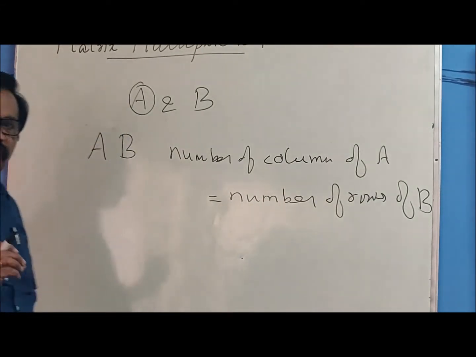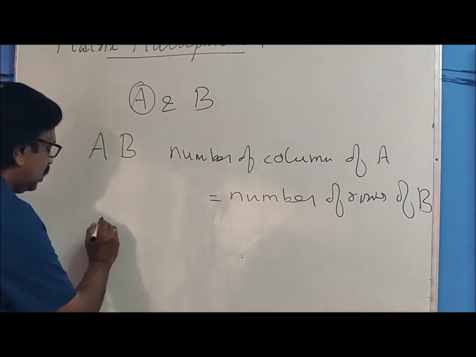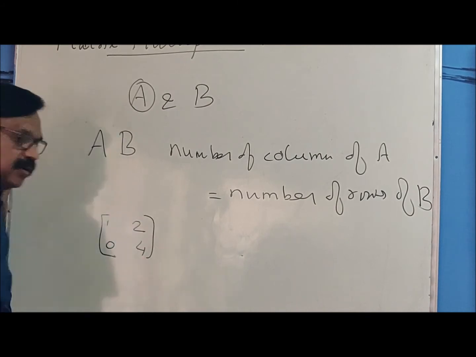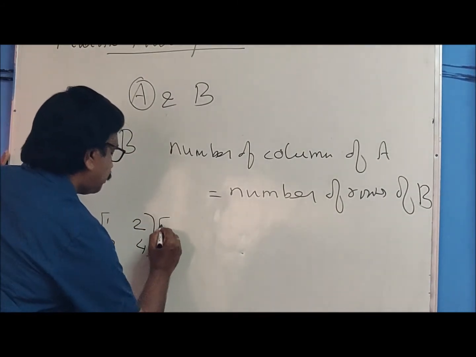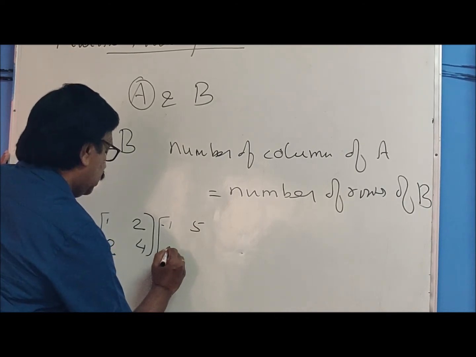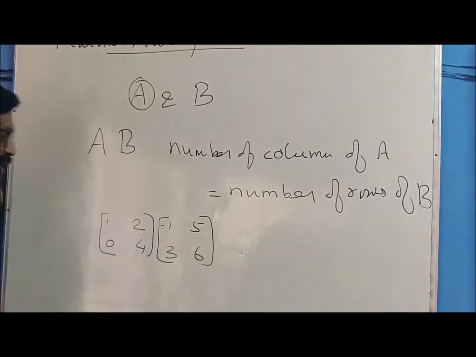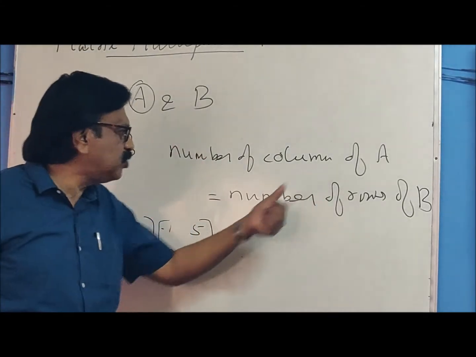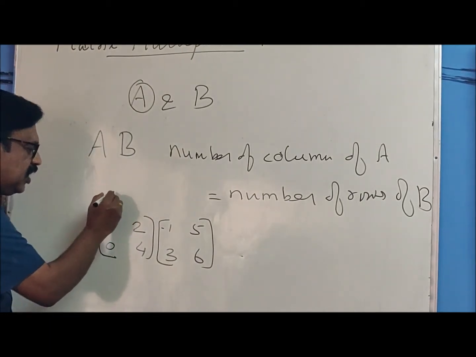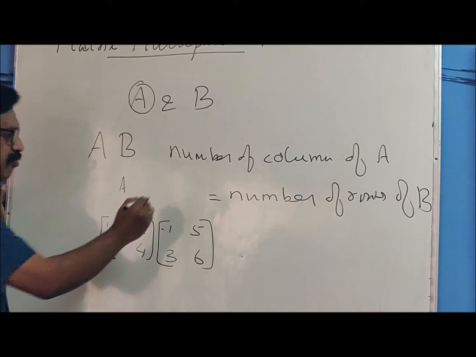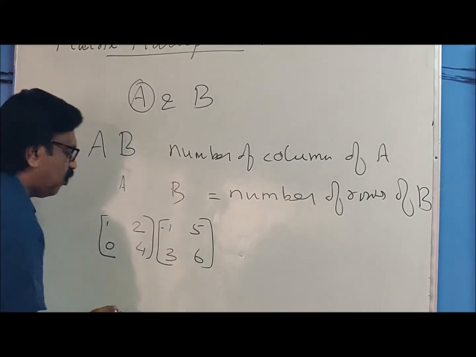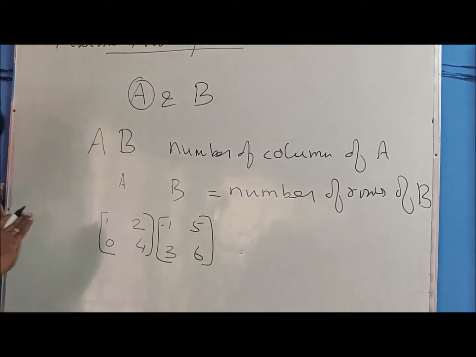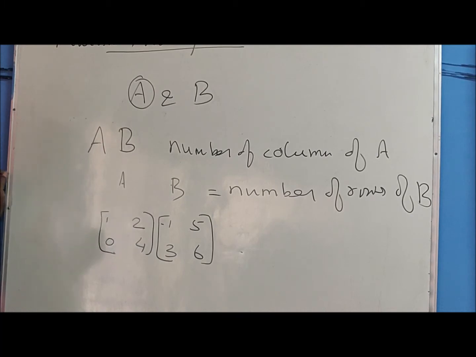I will show one example of how we can multiply two matrices. Suppose A is the matrix 1, 2, 0, 4, and another matrix B is -1, 5, 3, 6. How can we find the product? First see the condition. The first matrix A has 2 columns, and the other matrix B has 2 rows. Therefore, the number of columns of A is equal to the number of rows of B, so we can multiply.